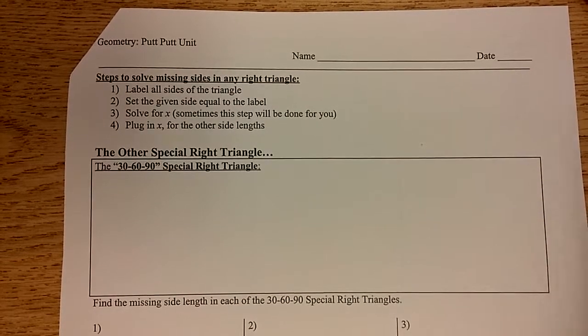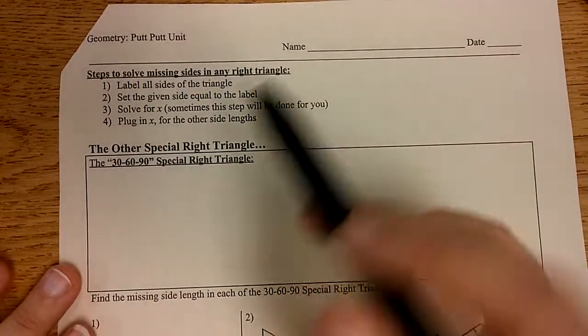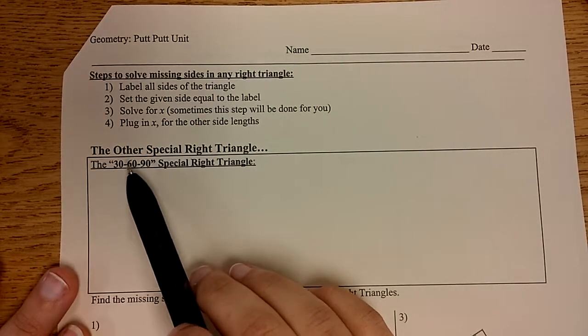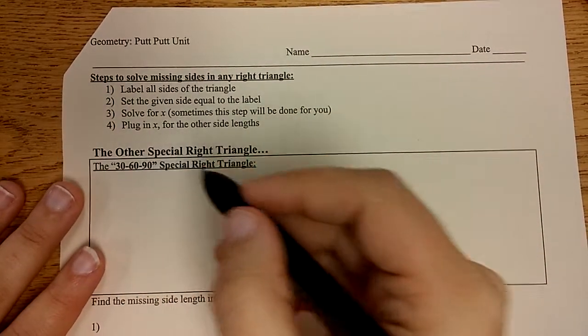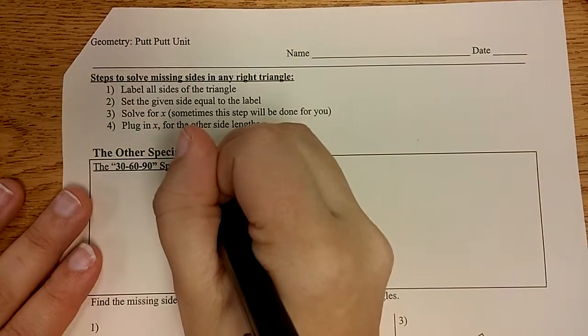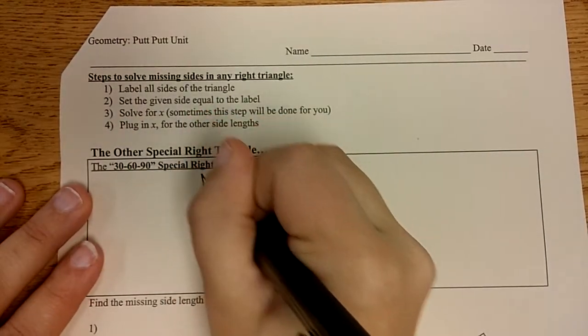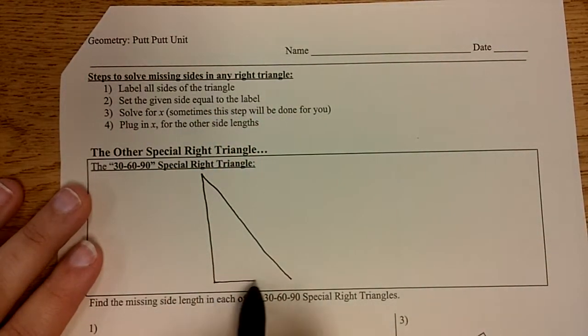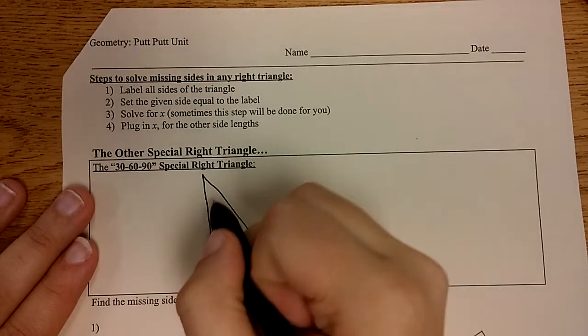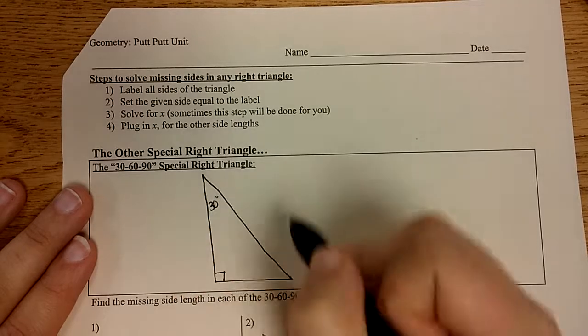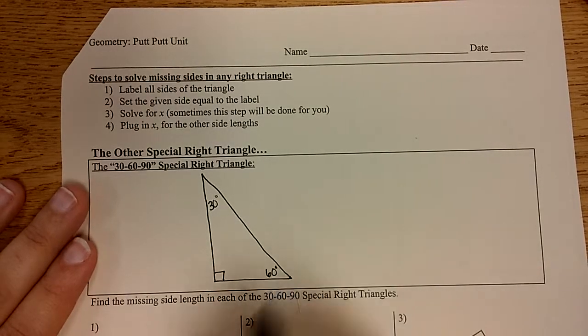In this video, we're going to learn about the other type of special right triangle called the 30, 60, 90 right triangle. We've already learned about the 45, 45, 90, and today we're going to talk about the 30, 60, 90. So the 30, 60, 90 triangle gets its name because it has three angles. It has a 90-degree angle, it has a 30-degree angle, and it has a 60-degree angle.